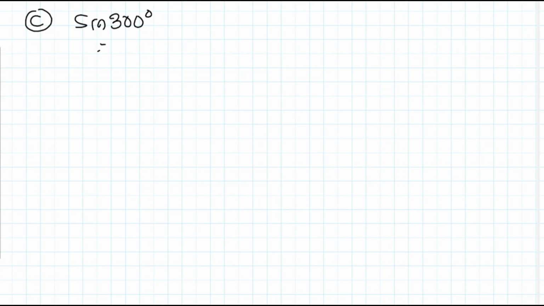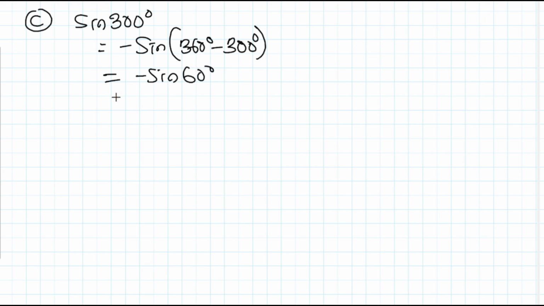And then C, we have sine 300. What quadrant is 300? Fourth quadrant. Then is sine positive or negative there? It is negative, so that will be minus sine. The value of the acute angle there is 360 minus theta. And that will be minus sine 60 degrees. Sine 60 degrees is root 3 over 2, and that is the answer.